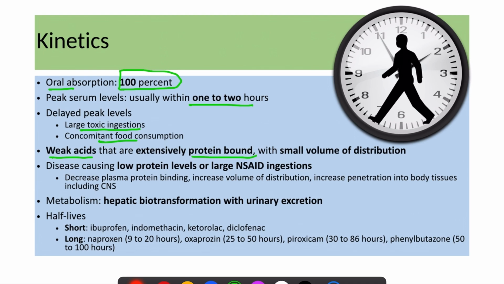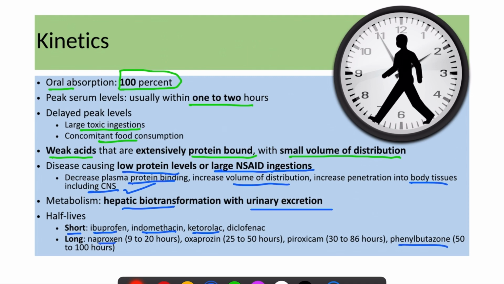Because of that, they have a very small volume of distribution. However, with diseases that cause low protein levels, or when a patient ingests a large dose of NSAIDs, the plasma protein binding decreases and the volume of distribution increases, leading to increased penetration into the body tissues like the central nervous system, leading to toxicity. NSAIDs are metabolized by hepatic biotransformation with urinary excretion. Half-life depends upon the compound. NSAIDs like ibuprofen, indomethacin, and ketorolac have a short half-life, whereas NSAIDs like naproxen and phenylbutazone have longer half-lives.